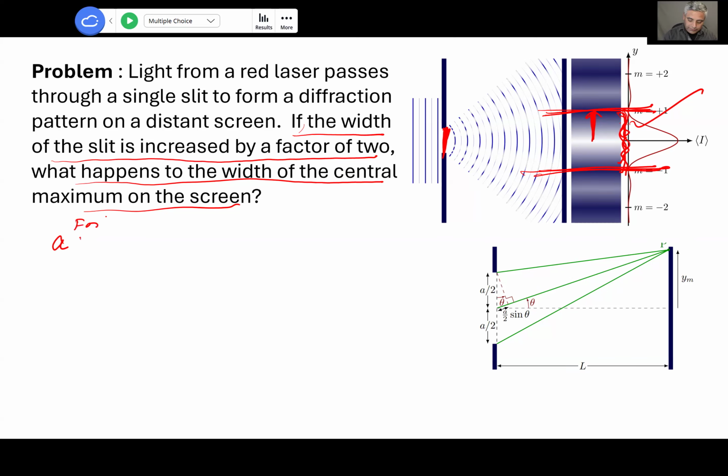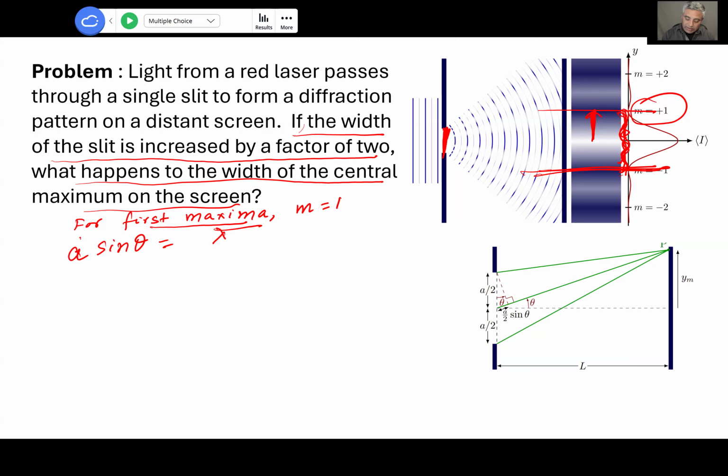So for first maxima, I can write a sin theta is m times lambda, and this being first maxima, m is equal to 1, so I can just write lambda there. We are looking for the width of the central maxima, so we are interested in this m equal to 1 case over there.